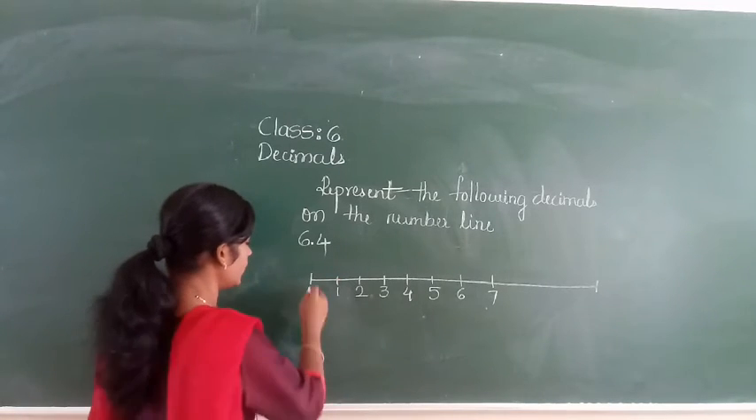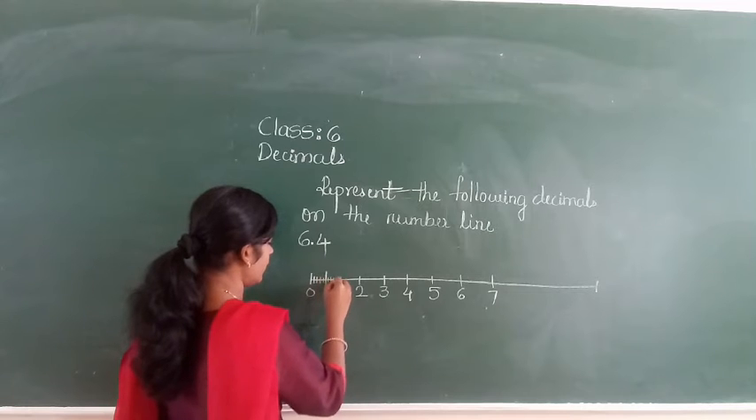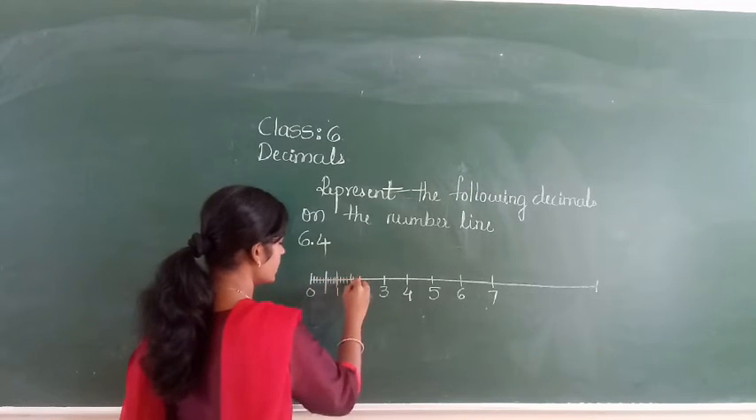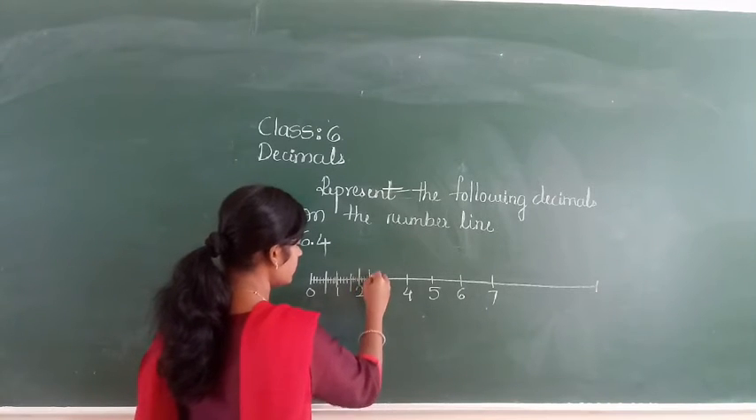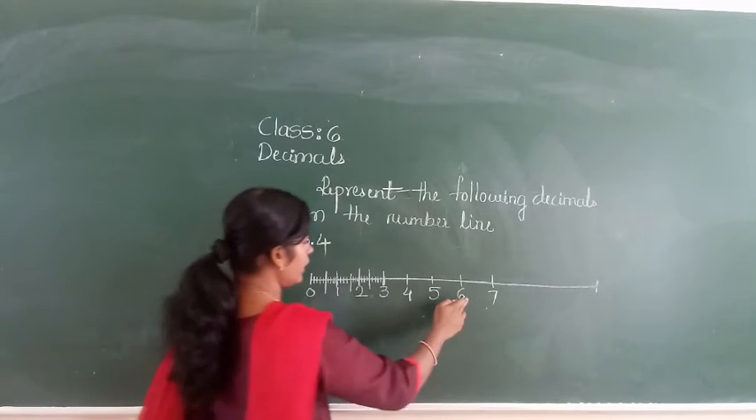10. Then between each pair of numbers draw 10 small lines: 1, 2, 3, 4, 5, 6, 7, 8, 9, 10. This type you have to draw. Up to where? Up to 6.